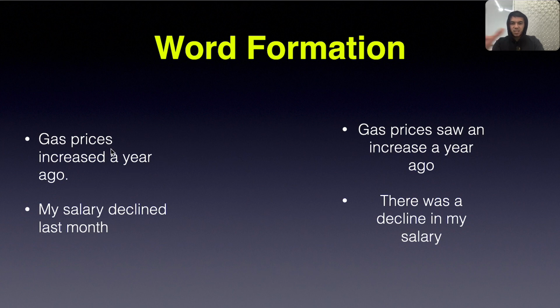You can change the words, right? You can change the format of the words, and you can say something like gas prices saw an increase a year ago. So you're taking a verb, turning it into a noun, increase, right? And you're using a verb with a noun, okay? So verb noun collocation. Instead of saying gas price increased a year ago, you're saying gas prices saw an increase a year ago. My salary declined last month. There was a decline in my salary. Hope you understand this. And this is very simplistic, I know.